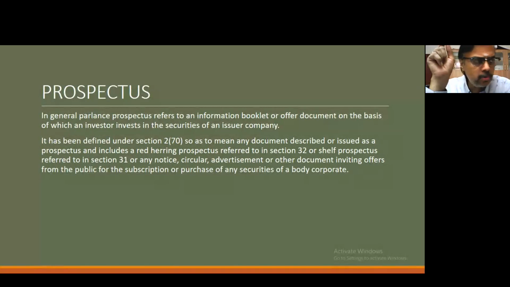I again request you to go through some red herring prospectus. In a Google search, you can do that. I'll try to show you also, probably. I hope we'll have some time to do that. Let us see. Otherwise, you can go through that.